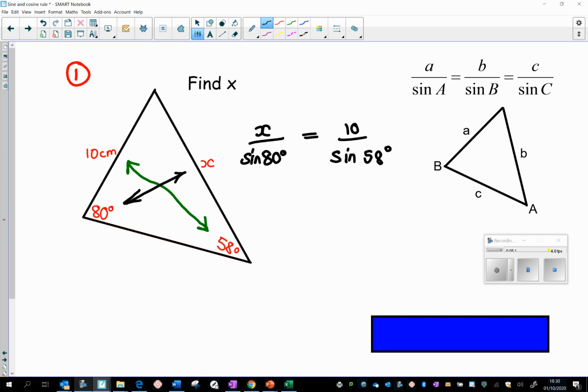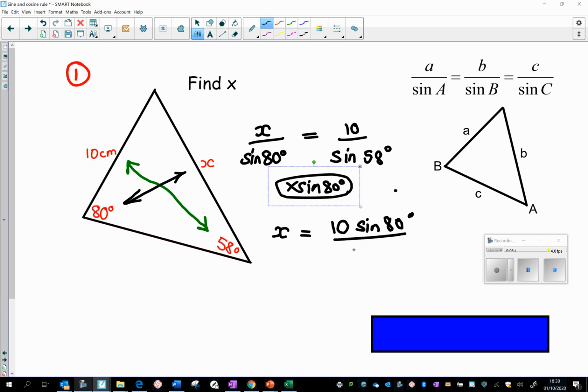Now notice we want to try and find x. So what we're going to do is multiply both sides by sine 80, which is underneath the x. We need to get rid of that. So if I multiply the left-hand side by sine 80, that's just going to give me x. If I multiply the right-hand side by sine 80, well, what happens when we do a fraction times something is the top of the fraction on the right gets multiplied by the sine 80. So it just becomes 10 sine 80, and that is divided by sine 58. Now, all you have to do now is type that into your calculator.